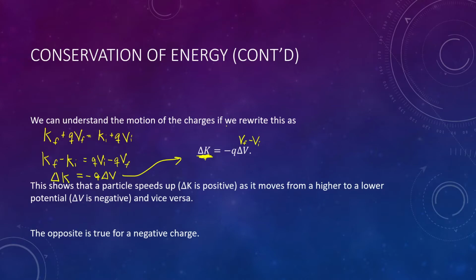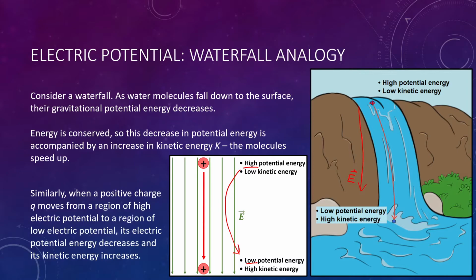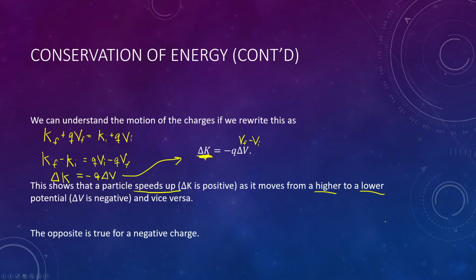So this is the proof of the waterfall analogy. It's telling us that if we move from a higher to a lower potential, we will speed up. And that is exactly what we saw with our waterfall analogy. You move from a higher potential up at the top of the waterfall, down to a lower potential at the bottom of the waterfall, and as a result, you pick up speed. That is what this equation tells us. And I just realized I've scribbled all over the screen at this point, but hopefully that makes sense to you. We'll clean up this part.